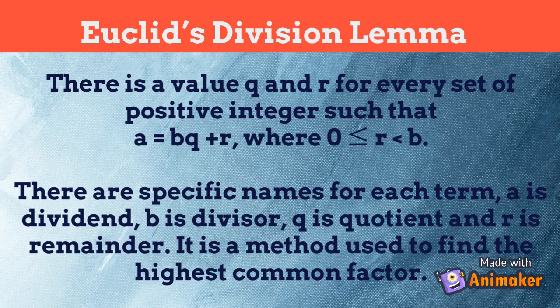Now we will learn about Euclid division. So what is Euclid division? With the help of this method, we can find the highest common factor. There are values q and r for every positive integer, such that a equals bq plus r, where 0 is less than or equal to r and r is less than b. There is a specific name for each term: a stands for dividend, b stands for divisor, q is quotient, and r is remainder.